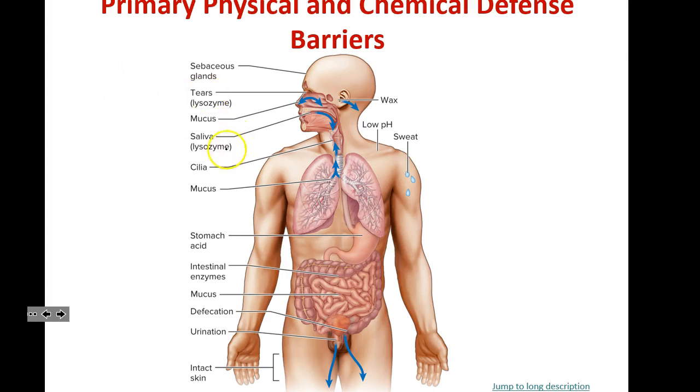Your saliva has lysozyme in it, and that lysozyme can kill. First of all, lysozyme is, and here it is, going down your throat right here. Is it a physical barrier or a chemical barrier? Which one? Okay, all right. Now you have sebaceous glands, tears, mucus. What does all that snot in your nose do?